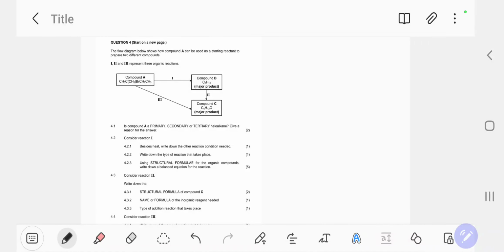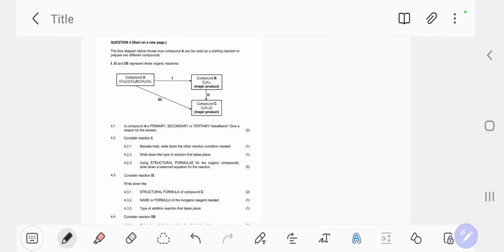Hello, grade 12s. Let's look at question 4 of the organic reactions extracted from the 2022 question paper that was written in November. Organic chemistry, or organic reactions, is one of the simplest segments of organic chemistry. Guys, remember that organic chemistry carries the most marks basically in the chemistry part of your paper.